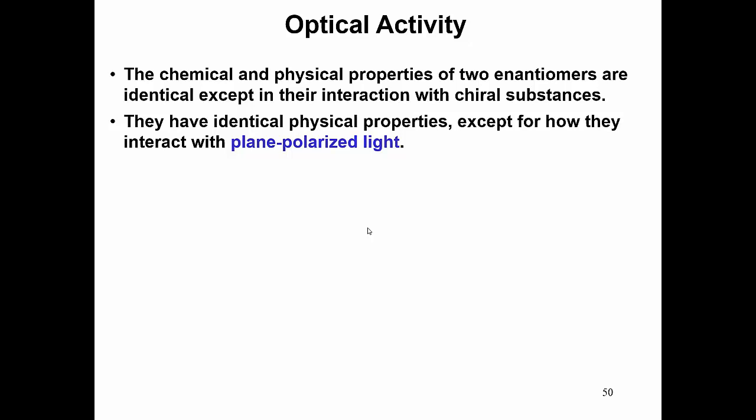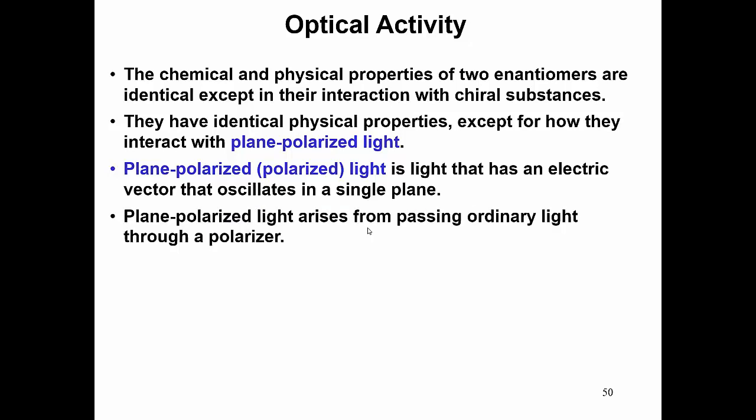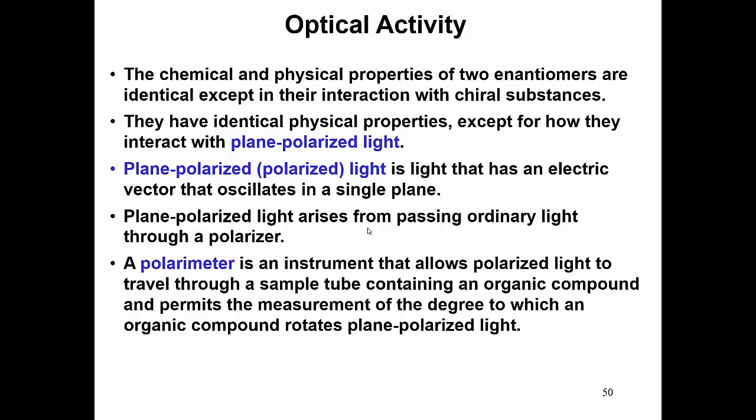Except for how they interact with something called plane-polarized light. That is light that has an electric vector that oscillates in just a single plane, and it arises from passing ordinary light through, no surprise, a polarizer. And a polarimeter is the instrument that we use to measure the rotation of plane polarized light by a compound.